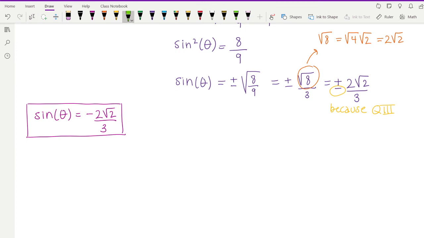So the last thing to do is figure out what tangent is. So now that we know sine and cosine, we can put them together to find tangent. So tangent is going to be sine, which is negative 2 root 2 over 3, divided by cosine, and cosine, remember, was negative 1 over 3. And so as has happened on others, we see that these denominators can cancel out. And so what we're going to be left with for tangent is actually just negative 2 root 2 over negative 1, which simplifies to 2 times the square root of 2. So that is the value of tangent.